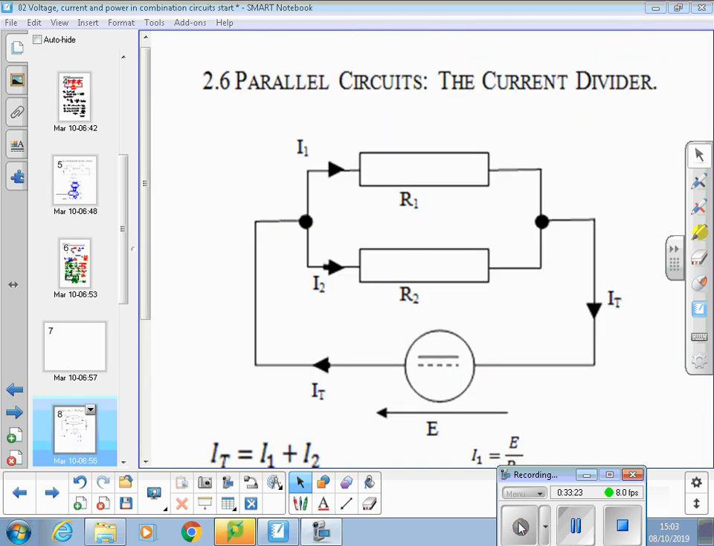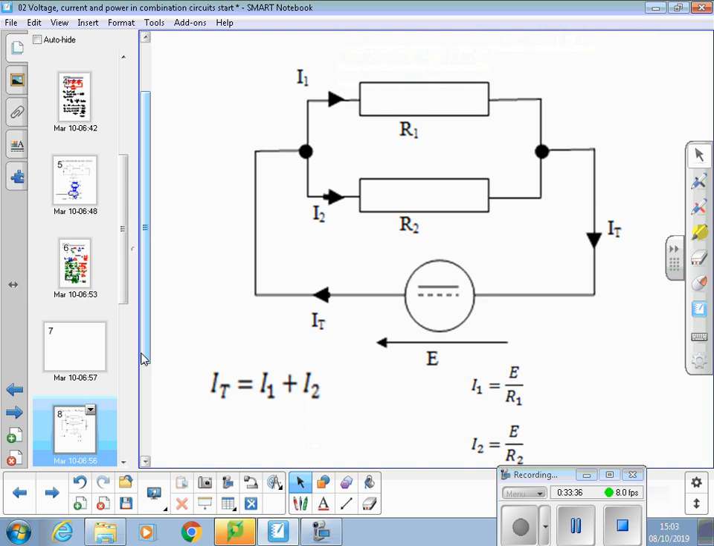Current divider. So if we connect two or more resistors all in parallel, what we've got is a source voltage here, with that the positive and that the negative end of the terminal, and the voltages across here, V1 and V2, must be the same, because they're connected in parallel.